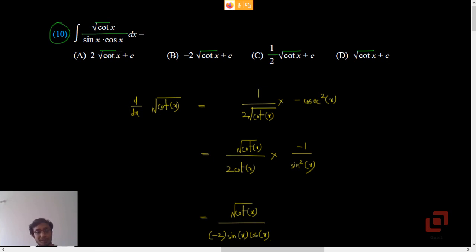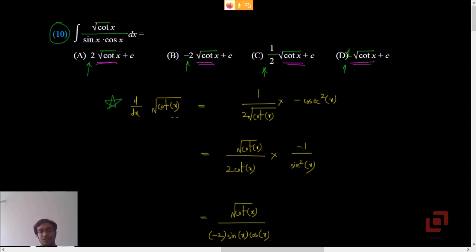So the benefit of reading the options every time is that it can actually help you in solving the problem. How? Here everywhere you have root of cot x. So the only difference among the options is that the coefficients of root cot x are different: 2, -2, 1 by 2 and 1. So instead of evaluating the integral, we can happily differentiate the function root of cot x, because differentiation is always a lot easier than the integration.